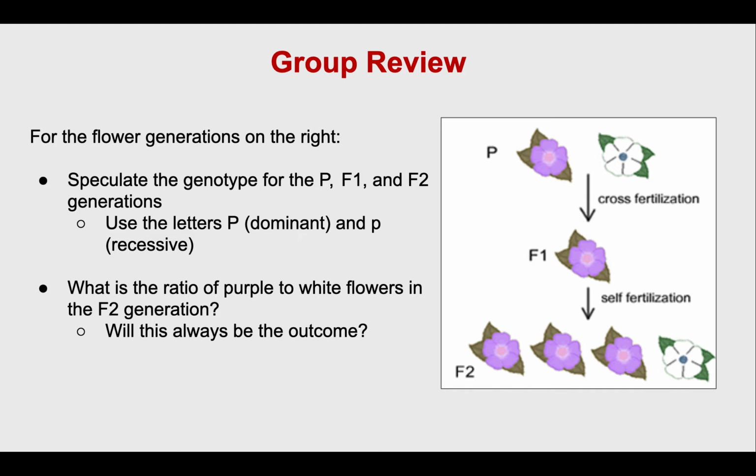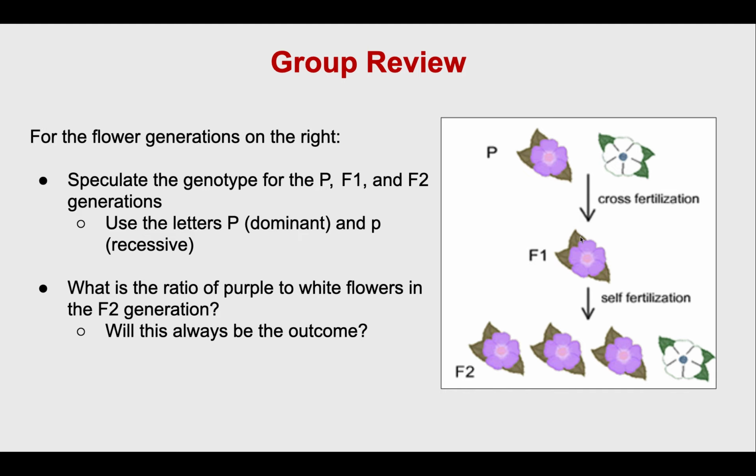So let's think about the genotypes of our flowers. We're looking at the P generation. We know it's a true breeding line. What is the genotype for the purple flower? Big P, big P. Yes. What about the white flower? They both have to be lowercase.